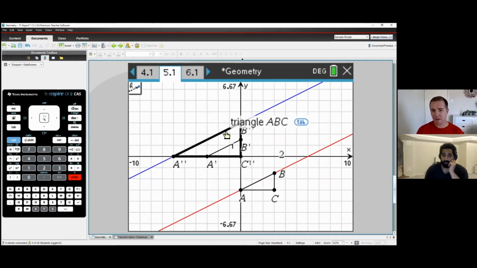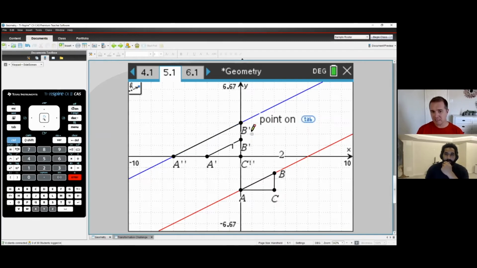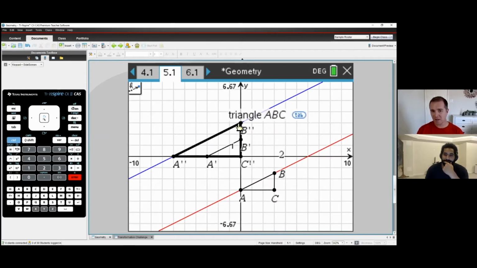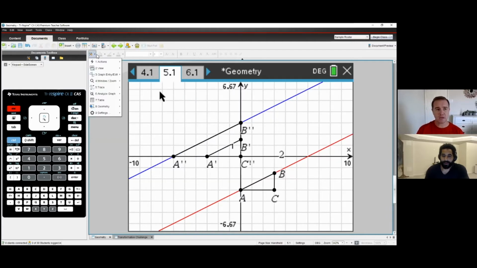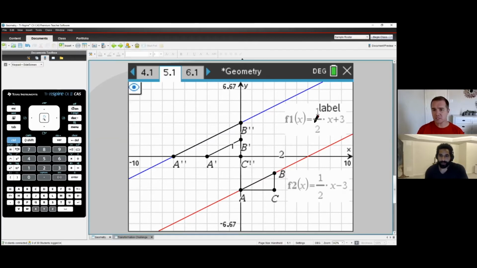Now you can see my second triangle, A double prime, B double prime, C double prime, is in fact right on top of that other slope triangle that I already had drawn there. So there is a set of rigid transformation plus a dilation that will map this triangle to that one. So I'm thinking that these two lines are in fact parallel. You want to see for sure? Yeah, let's actually see for sure.